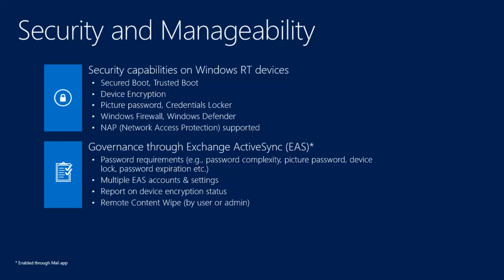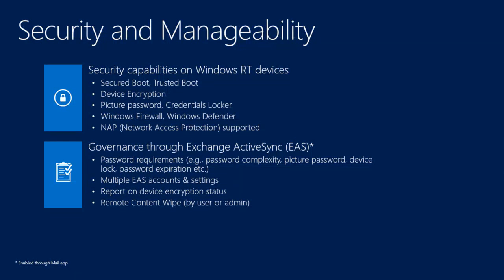There are lots of security capabilities on the devices. We talked about secure boot and trusted boot. They are always present, always on, can't be disabled. We talked about device encryption. That's always turned on at first boot, but make sure you log on with a Microsoft account that has admin rights so that you get a TPM protector added and the recovery key backed up to the cloud. You can use picture passwords and PIN passwords, which are convenience passwords. You can also use Credentials Locker to store additional accounts and passwords.